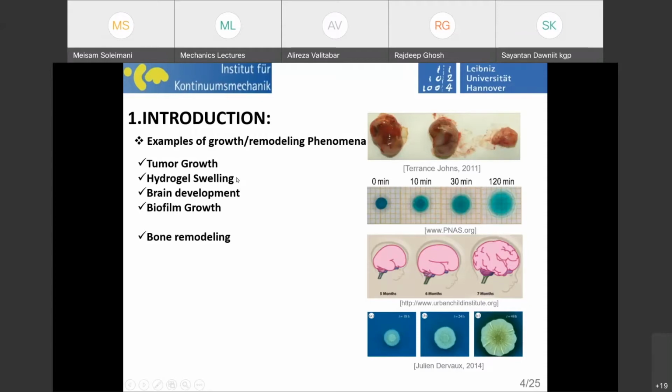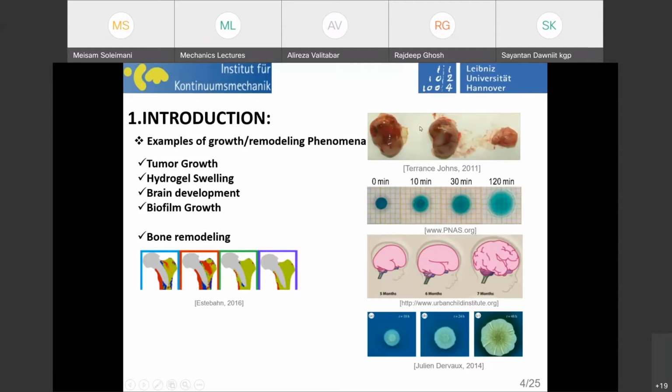Besides the growth phenomenon, we have something that is called remodeling. Remodeling, simply speaking, means that the density of the material increases. So what's the similarity between growth and remodeling? The similarity is that in both processes, we are talking about the addition of some mass to the system, right? If the tumor grows, if the hydrogel swells, if the brain grows, if the biofilm grows, it means that some additional mass is introduced into the system. And basically this increase in the volume is a result of this mass addition. So this is the meaning of growth.